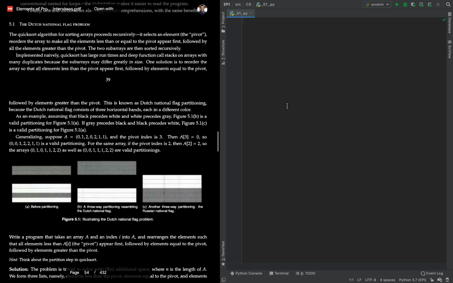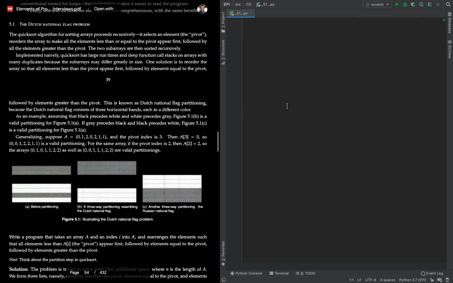Implemented naively, quicksort has large runtimes and deep function call stacks on arrays with many duplicates because the subarrays may differ greatly in size. One solution is to reorder the array so that all elements less than the pivot appear first, followed by elements equal to the pivot, followed by elements greater than the pivot. This is known as Dutch flag partitioning because the Dutch national flag consists of 3 horizontal bands, each in a different color.